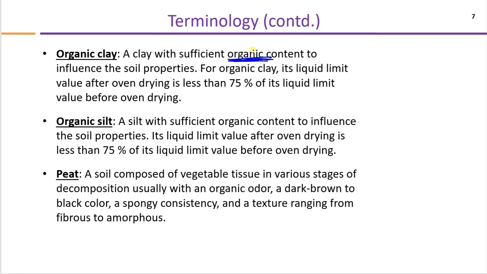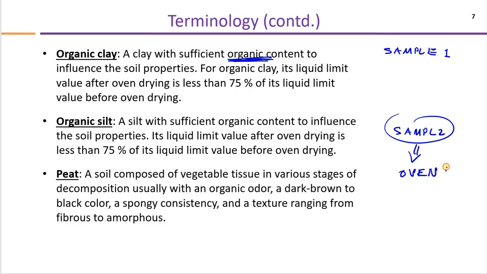So what we do is we take 2 soil samples, sample 1 from the same soil, and then we take sample 2. Sample 2 we are going to oven dry. We are going to put this sample in an oven. The temperature is kept more than 100 degrees, maybe 110 to 120. After 24 hours minimum, we are going to carry out the liquid limit test on this oven dry sample, and we will find the liquid limit value. Suppose the liquid limit value comes as, let's say, 35.